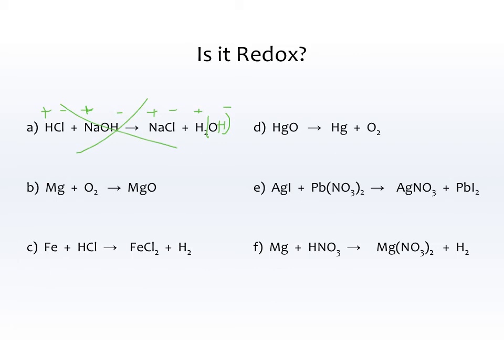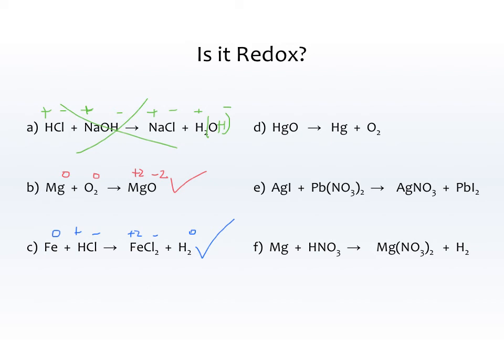For B, we've got Mg by itself is 0. Oxygen by itself is 0. In a compound, magnesium is +2 and oxygen is -2. So this one is redox. For part C, iron by itself is 0. In a compound, H is plus, Cl minus. In a compound, Cl is minus, and there's 2 of them, so iron's got to be plus 2. Hydrogen by itself is 0. This is redox. For the next one, you should be doing these. Pause the video now.